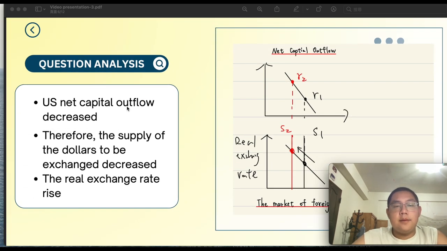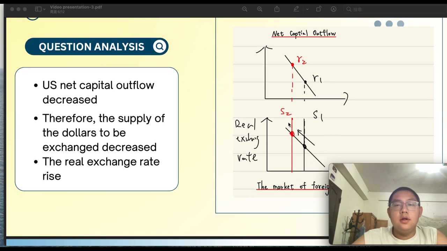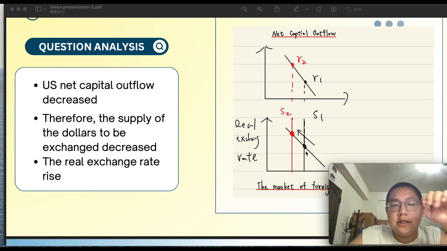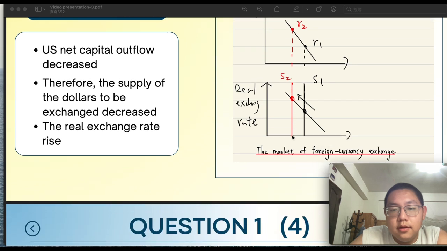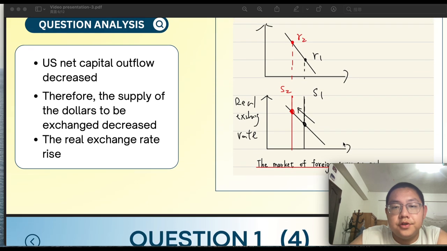The US net capital outflow has decreased. So you can see the graphs. The US net capital outflow decreases, so the interest rate will get higher. So you can see the supply of dollars to be exchanged will decrease. So the real exchange rate rises. You can see this move along the line. Okay, this is the market of foreign currency exchange.